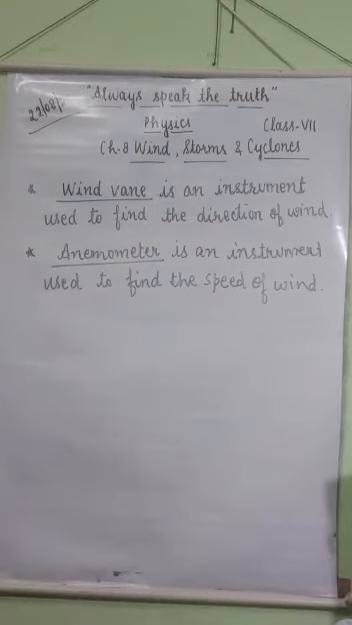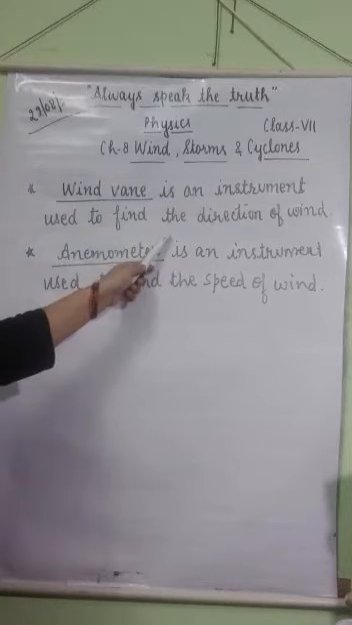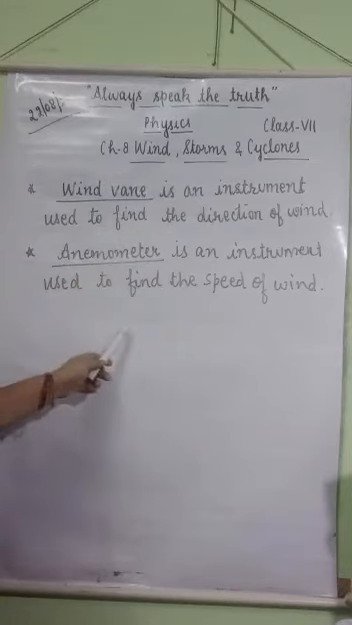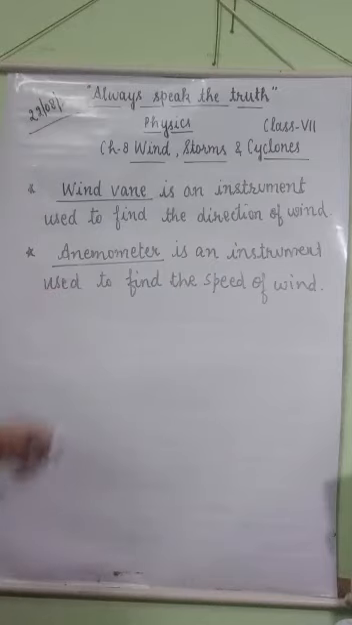Air pressure reduces when the wind speed increases, and we can measure the speed and direction of wind by using some instruments. A wind vane is an instrument used to find the direction of wind, and an anemometer is an instrument used to find the speed of wind. We can measure with the help of an anemometer what the speed of wind is, whether it is fast or slow.